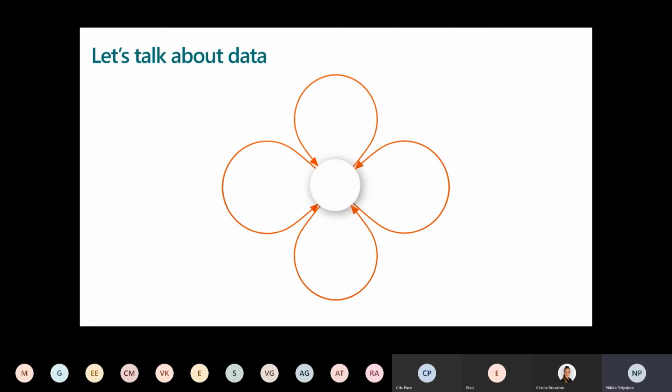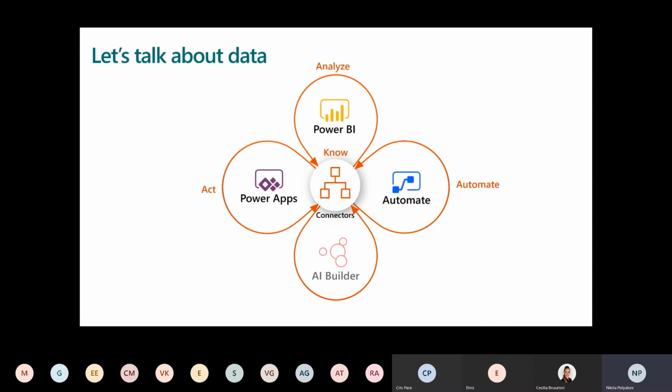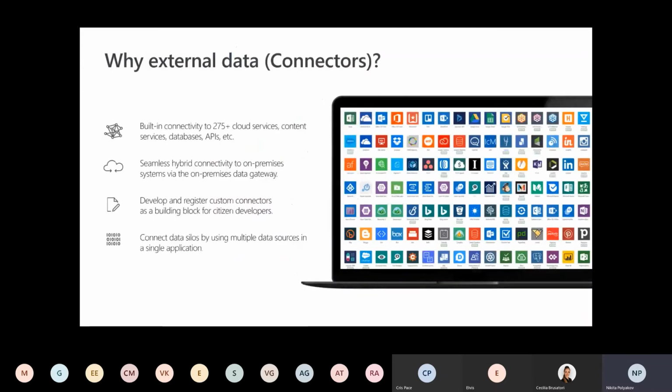Now, today you're doing all those things potentially with connectors. So in Power BI, you've got a connector to, let's say, SAP or Oracle or Salesforce, or hopefully Dynamics 365, right? You can use a connector to access that data. You can use those same connectors within Automate, Power Apps, and connect them to some of the AI Builder capabilities.